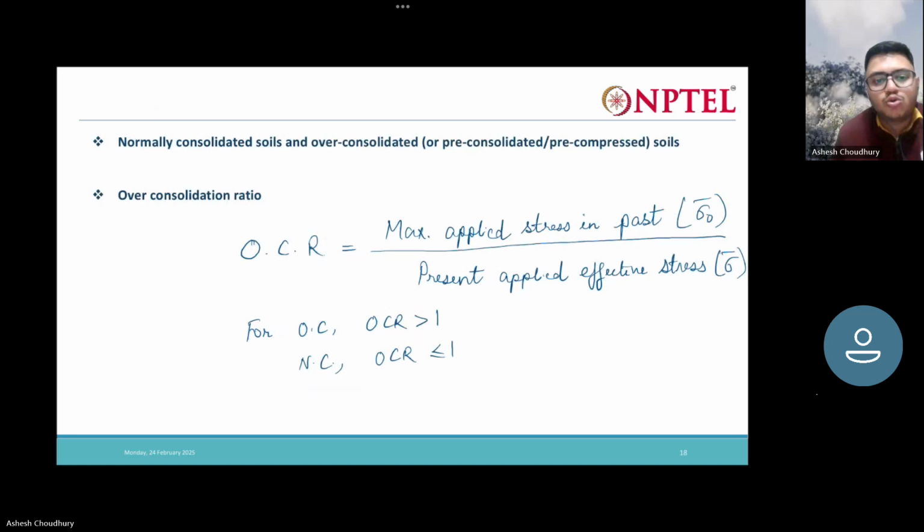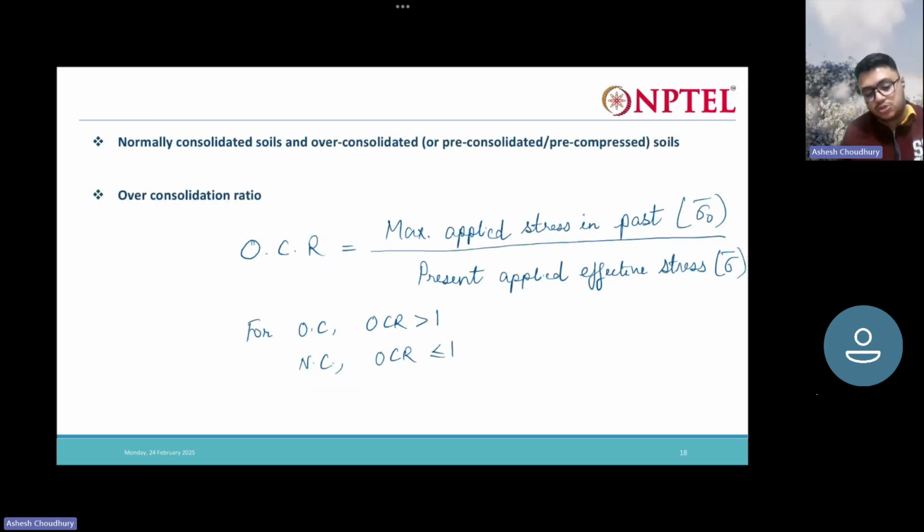Now there are two types of soil: normally consolidated and over consolidated soil, and this is determined by the over consolidation ratio. Say you have a soil. You first apply a 50 kilopascal load on it, then you increase to 100 kilopascals, then to 150 kilopascals, right? So 150 kilopascals is the maximum load that has been taken by the soil. Now you reduce the loading to 100 kilopascals again.